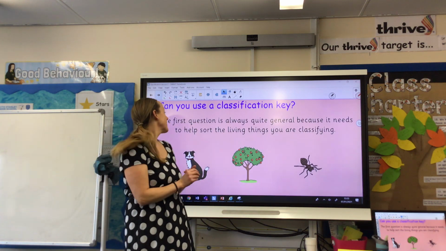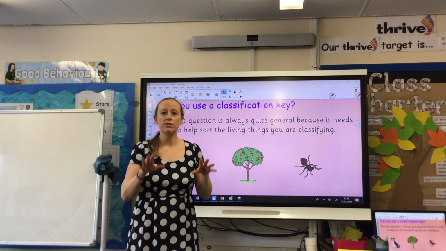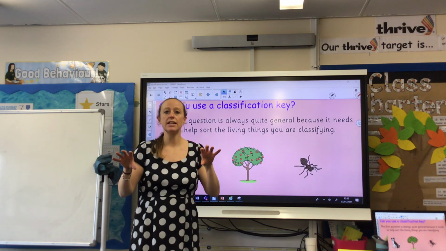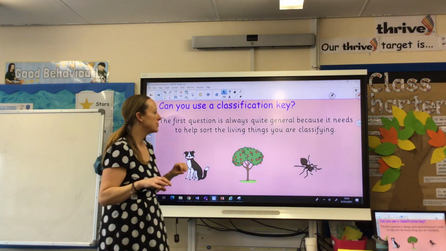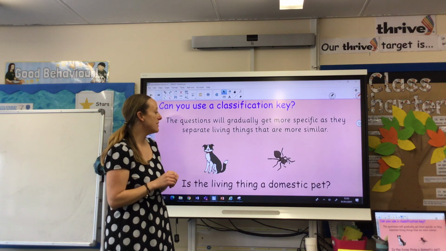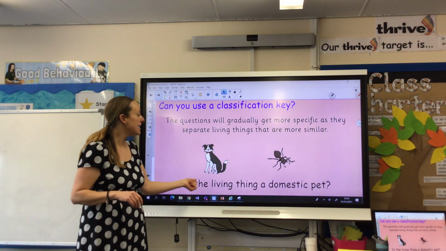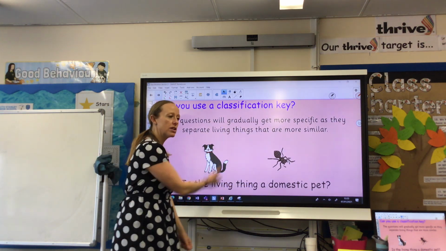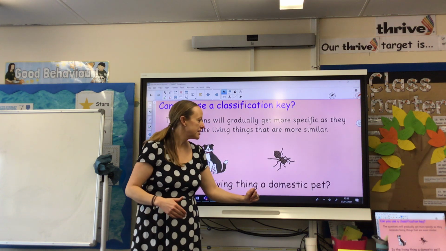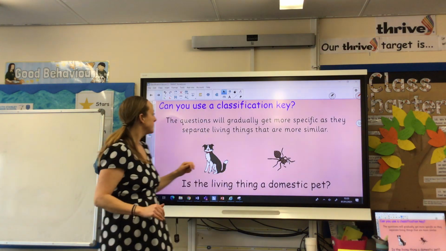So, can you use a classification key? The first question is always quite general, okay? Always quite general because it needs to sort them into two groups. It needs to sort all of the living things that you're going to use into two different groups. Okay? And the questions will gradually get more specific as they separate living things that are more similar. So this question might be, is the living thing a domestic pet? Well, the dog is a domestic pet, yes, and the ant isn't, so that's no, so it goes on that side, okay? So you need to think about separating all of your animals up.